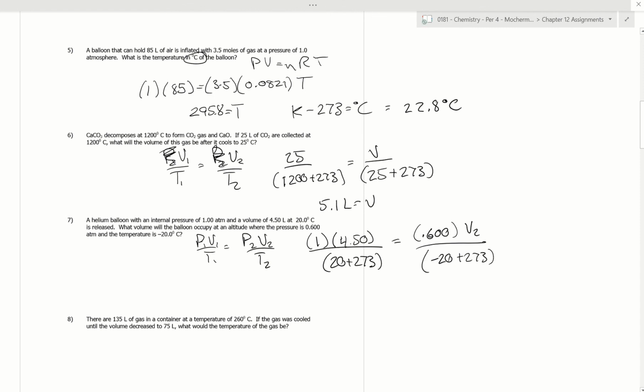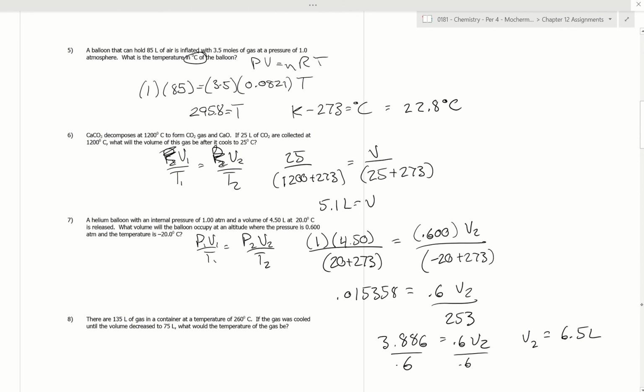So I'm going to figure out my left-hand side first. And I find that that's 0.015358 equals 0.6 V2 divided by 253. Multiply both sides by 253. And I get 3.886 equals 0.6 V2. Divide both sides by 0.6. And I get that V2 is equal to 6.5 liters.